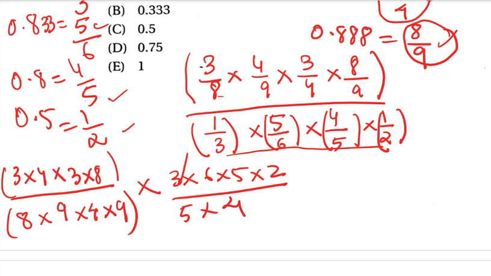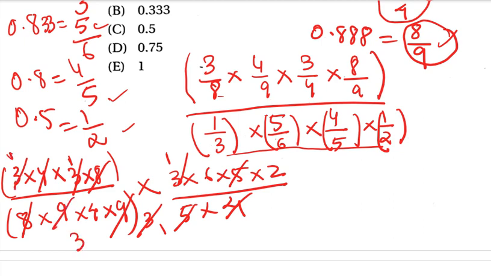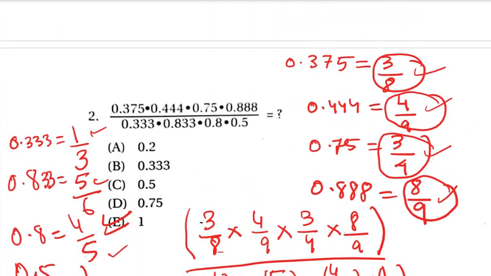So 3 1s are 3, 3 3s are 3, 3 1s are 1s, gone away. 8 is gone, 8 is gone, 4 is gone, 4 is gone, 5 is gone, 5 is gone. Then 3 1s are 3, 3 3s are 9, 3 1s are 3, 3 2s are 6. So we have 2 1s are 2, 2 2s are 4, and 1 here and 1 here. The final answer is 1. So E is your final answer. Very simple question, students. So you know how to now solve this question.